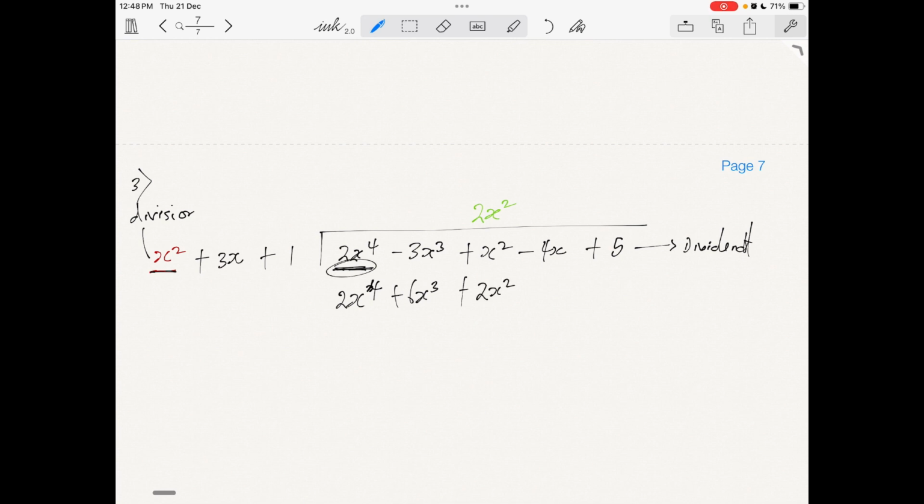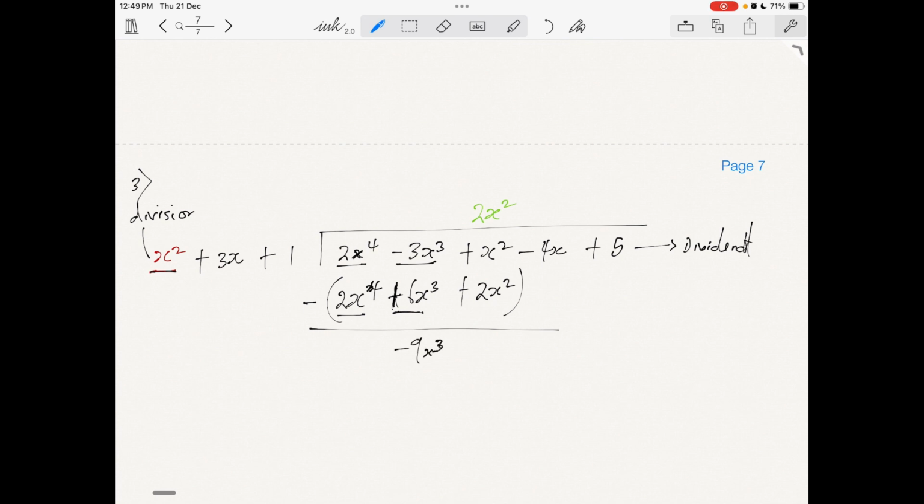Now, the next thing to do after that is to subtract. Okay, so 2x raised to the power 4 minus 2x raised to the power 4 gives me 0. Minus 3x cubed minus plus 6x cubed. When minus multiplies plus, we are left with minus. So we have minus 3 minus 6, we have minus 9x cubed.